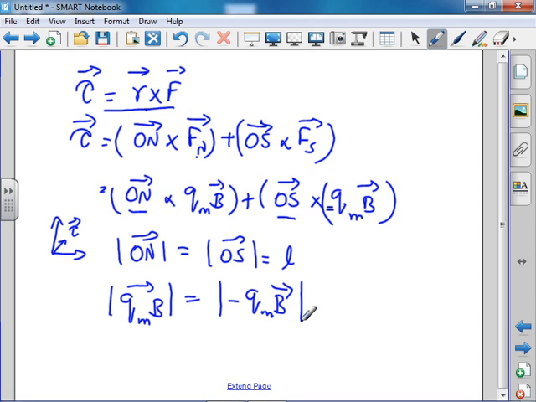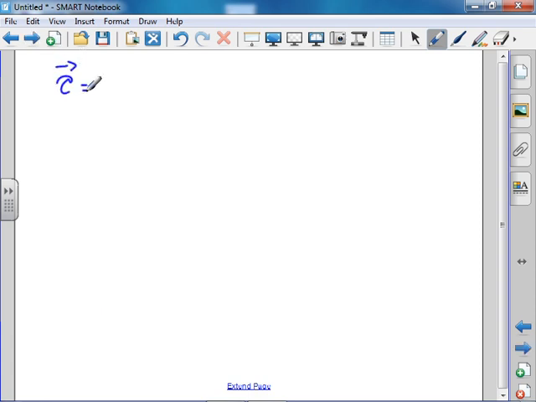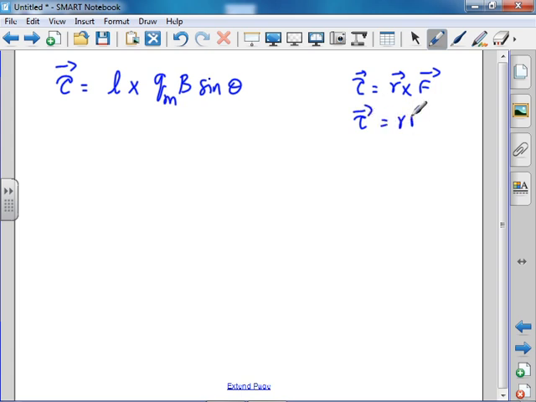So let us calculate the torque. By substituting the values here, what will you get? Tau vector is equal to L into QMB sin theta. Why do we write QMB sin theta? Because it is the cross product of two vectors. Tau is equal to R cross F. It can be written as RF sin theta. In this manner we are writing here.